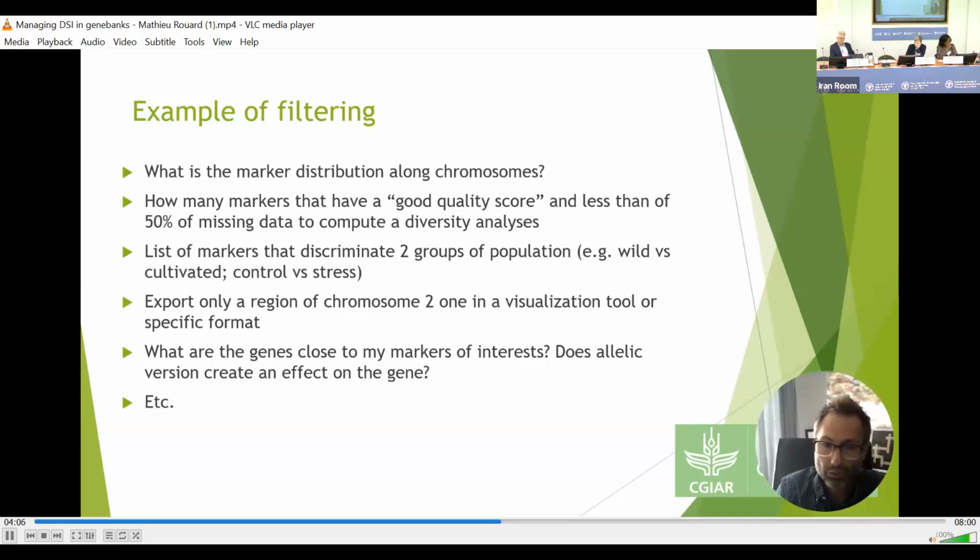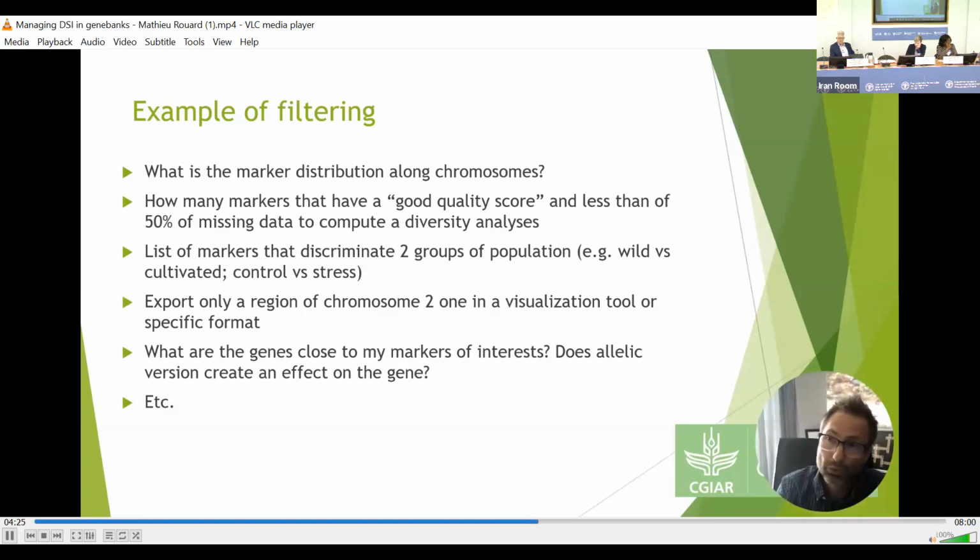Other people would like to have a list of markers that are very discriminating between two groups of population, between wild and cultivated accessions, or between genotypes that have been used for stress and you want to compare with the control. So you can see exactly what those markers are in the application.